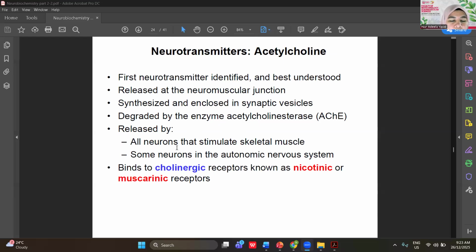In terms of receptor binding, acetylcholine binds to cholinergic receptors, which are classified into two types: nicotinic receptors and muscarinic receptors. Nicotinic receptors can be found in muscle and certain autonomic neurons, while muscarinic receptors can be found in parasympathetic target organs.